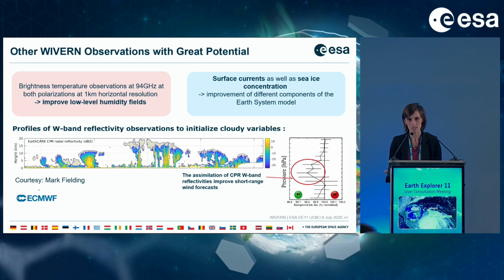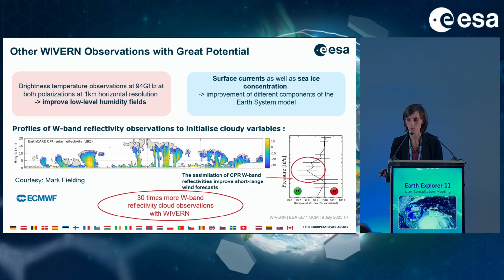For instance, here, ECMWF has shown you that the assimilation of CPR reflectivity observation could improve short-range wind forecast. With WIVERN, we will have 30 times more observation. And this larger number of reflectivity observation will not only be beneficial to provide a more accurate representation of the initial state, but also to improve the representation of the physics within the future Earth system and NWP model that will be running at a kilometer scale resolution in 10 years.